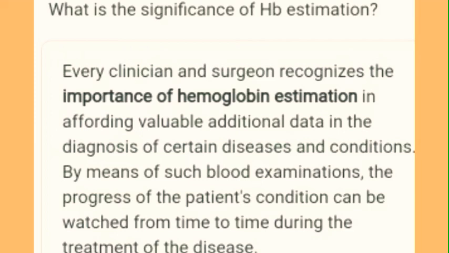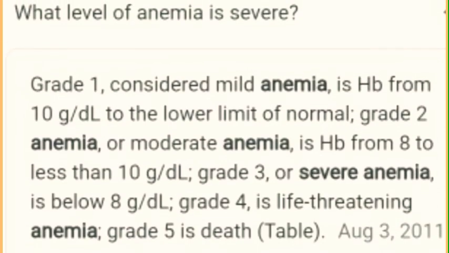What level of anemia is severe? Grade 1, considered mild anemia, is Hb from 10 gram per deciliter to the lower limit of normal. Grade 2 anemia, or moderate anemia, is Hb from 8 to less than 10 gram per deciliter. Grade 3, or severe anemia, is below 8 gram per deciliter. Grade 4 is life threatening anemia. Grade 5 is death.